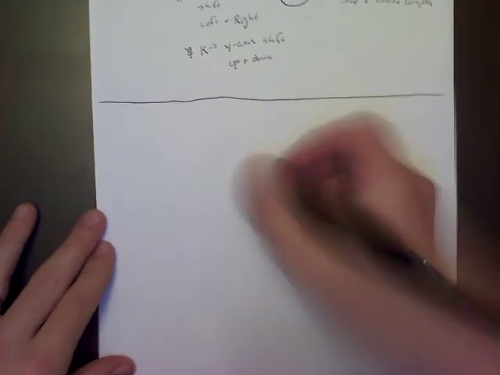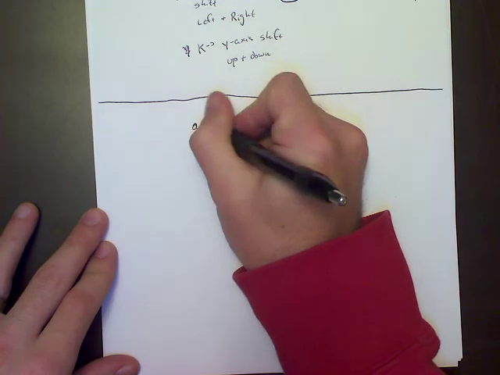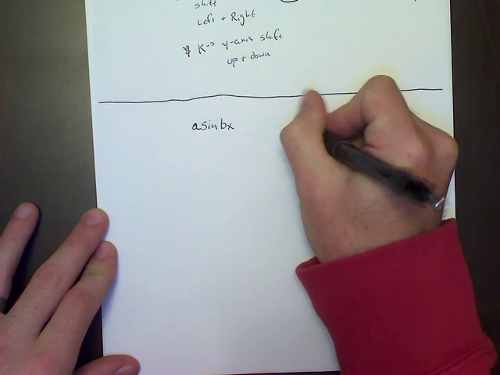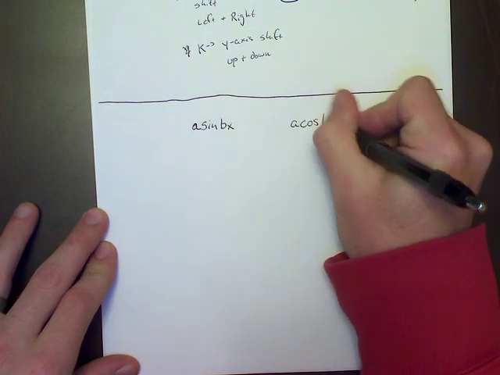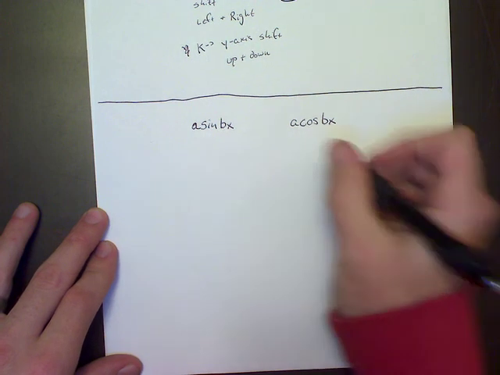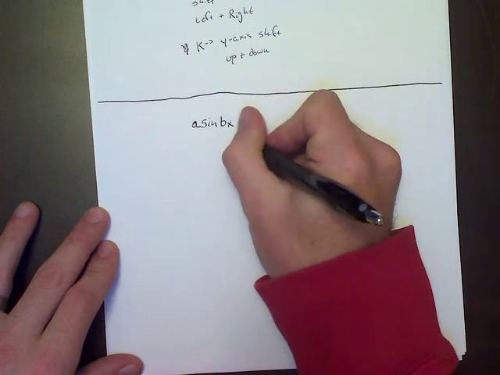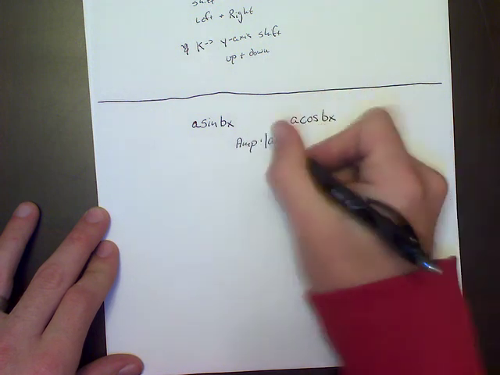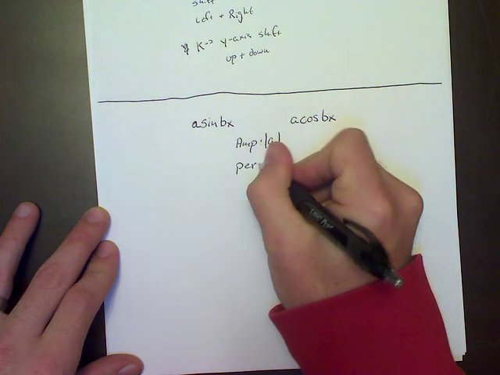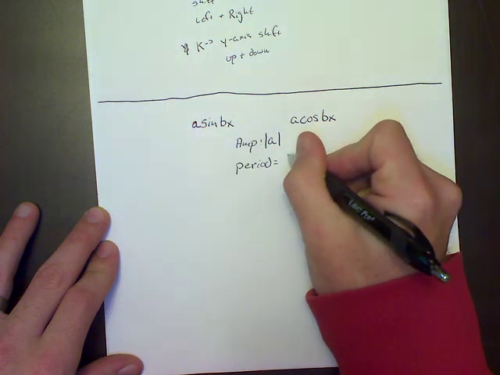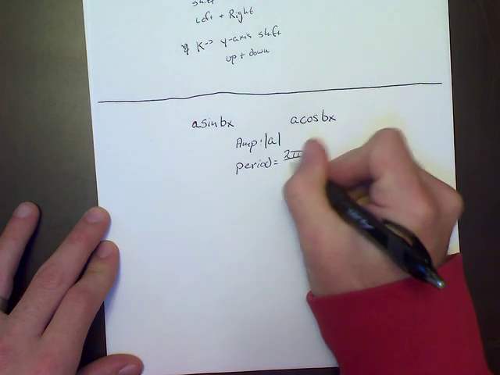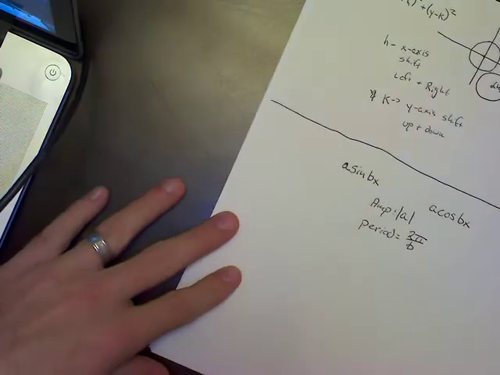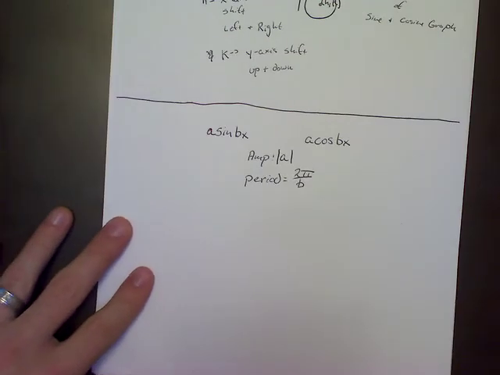So let's take a little look at that and see what that ends up looking like. We're all used to seeing a sine bx and also a cosine bx, and from there we were able to come up with the amplitude, which was the absolute value of a for both of them, and the period, which to calculate we would take 2 pi over b for both. So that's what we've done so far, and there's no shifting in the graph.